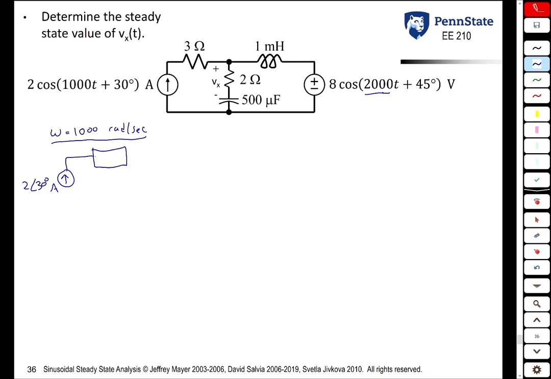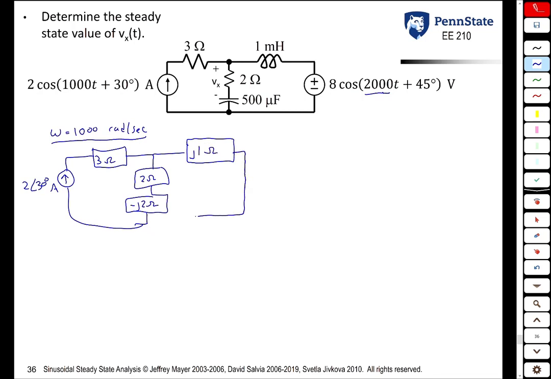The 3 ohm resistor is frequency independent. The 2 ohm resistor is frequency independent. The capacitor has an impedance of minus j over omega C. When omega is 1000 radians per second, this becomes minus j2 ohms. The inductor has an impedance j omega L, so at 1000 radians per second, this becomes j1 ohm. And the voltage source, because of superposition, is now shorted out.